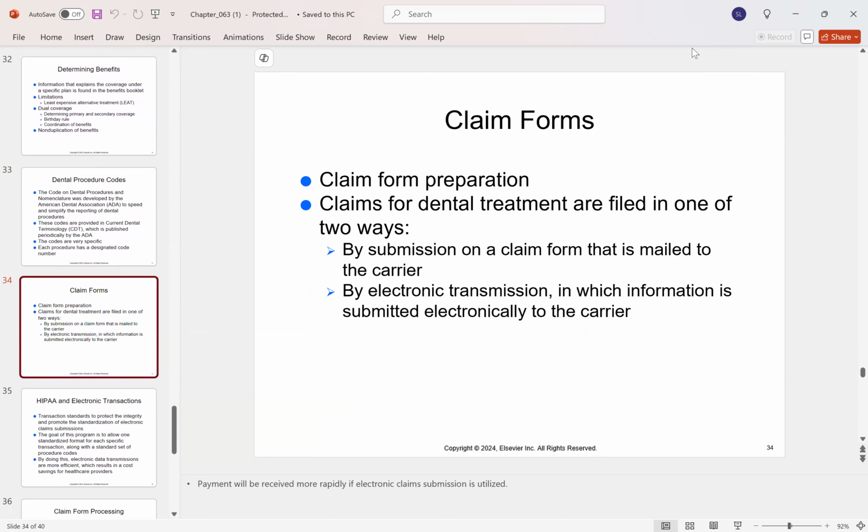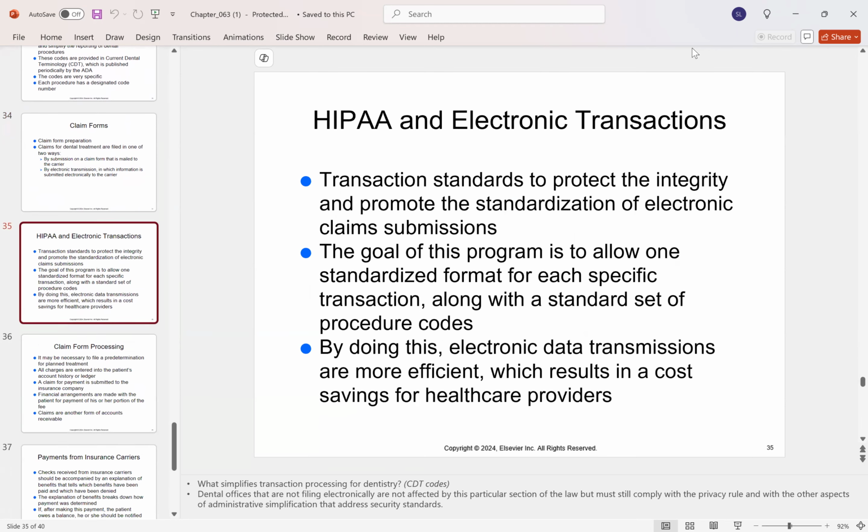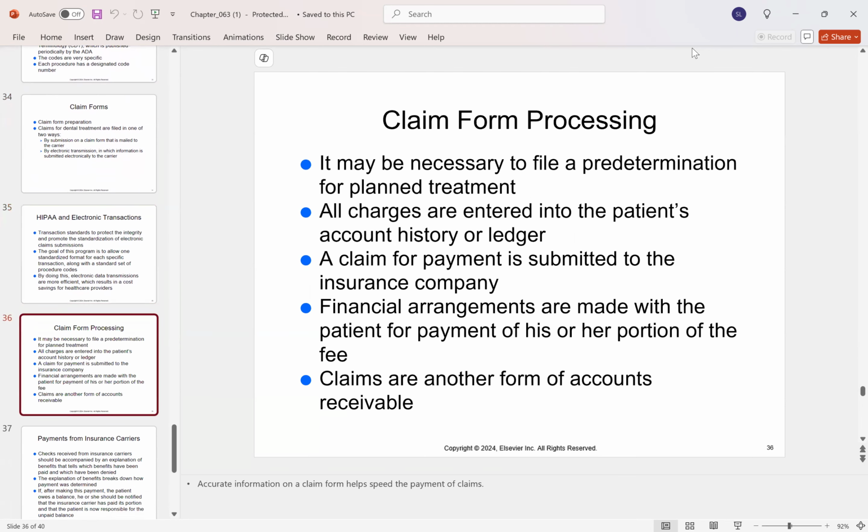When we're filing a claim, we're going to prepare a claim form. This is going to have the treatment on one line and the tooth number on the next. It's going to be mailed to the carrier, or we can send this by electronic transmission. When we're doing a procedure, it might be necessary to file for a predetermination.